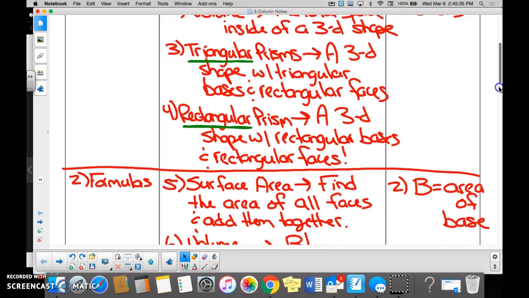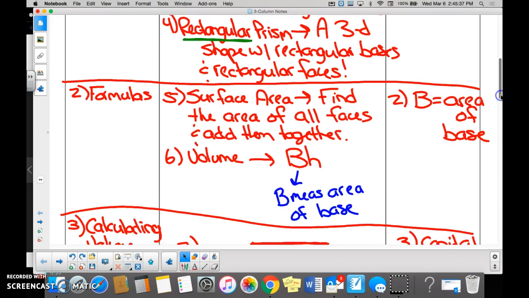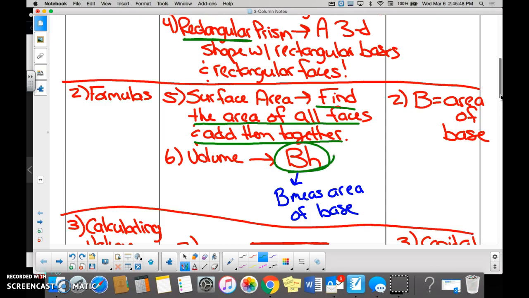So we have two different formulas we're using. The first formula really isn't a formula. To find surface area, we literally find the area of every single face and add them together, which we already said in our video. To find volume, we use B times H, and when I say B, I mean capital B. What does capital B stand for? Area of the base.